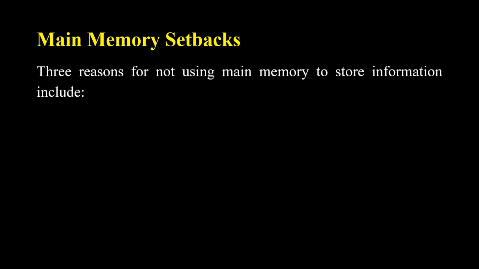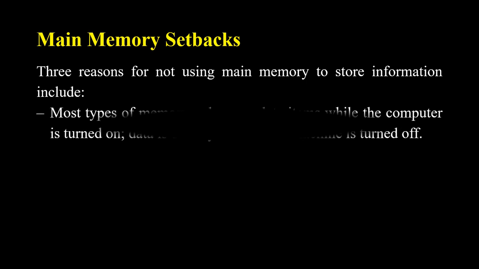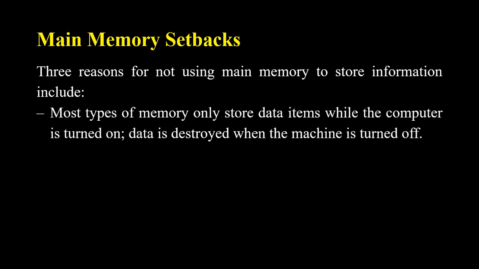We can look at main memory setbacks, things that the main memory cannot really do. We can say there are three reasons for not using main memory to store information. You can't store information in the main memory permanently. It is a temporary memory. One reason is that most types of memory only store data items while the computer is turned on. Data is destroyed when the machine is turned off.